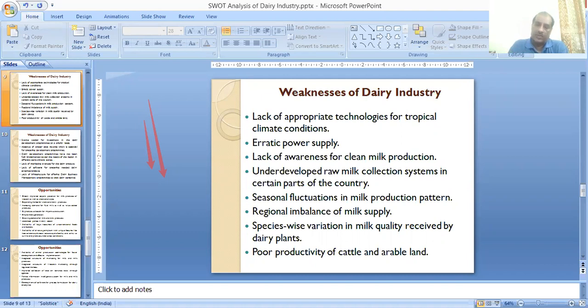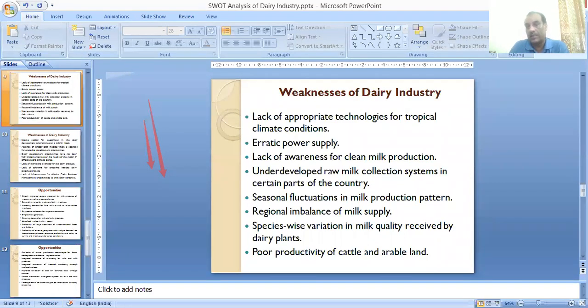Then erratic power supply. Although the power supply has now become more or less stable, and there is adequate power supply now, in rural areas the power supply is still erratic. Because of that, we fail to maintain the proper cold chain. So this is another factor, and there is lack of awareness of clean milk production. Still, we are failing to maintain the norms of clean milk production.